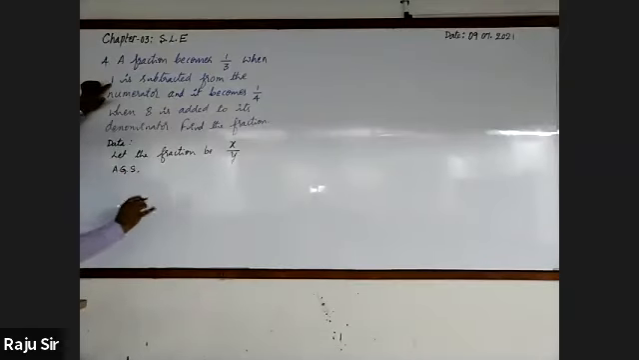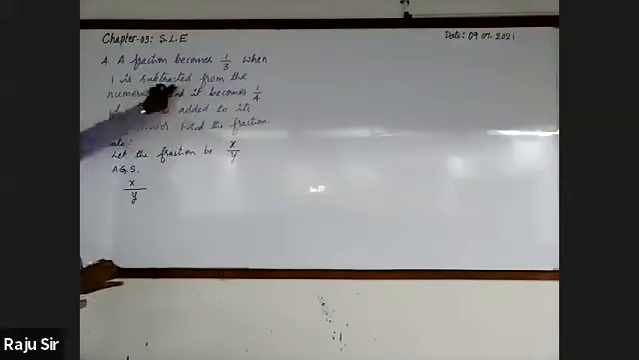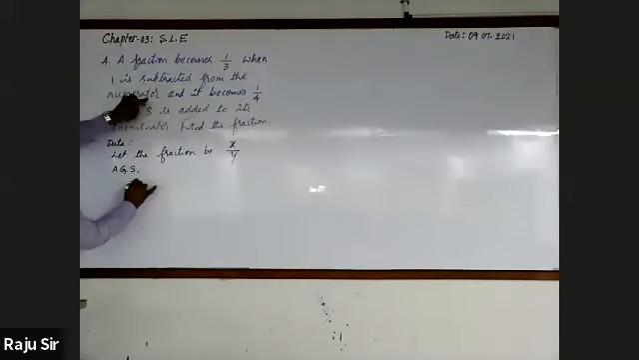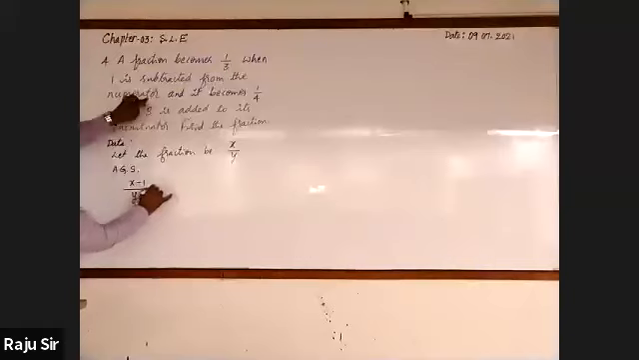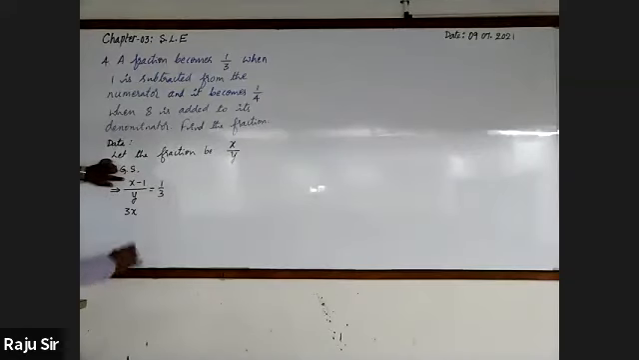See, the fraction is x by y. We are going to subtract 1 from the numerator, so it will be x minus 1. Then the fraction becomes 1 by 3. Let us form the first equation. Go for cross multiplication. 3 into x, 3x. Sir, explain once again.